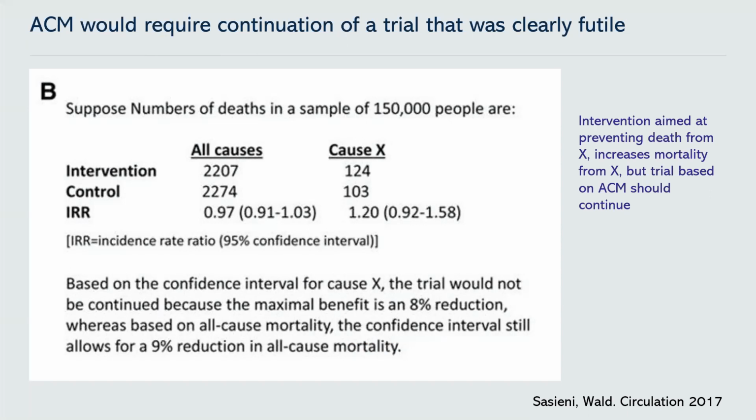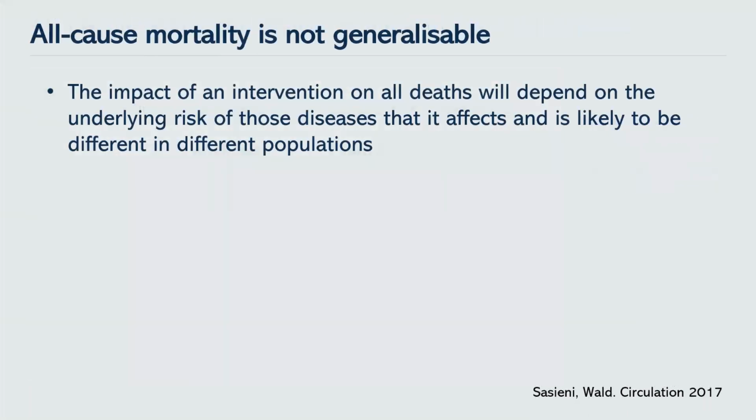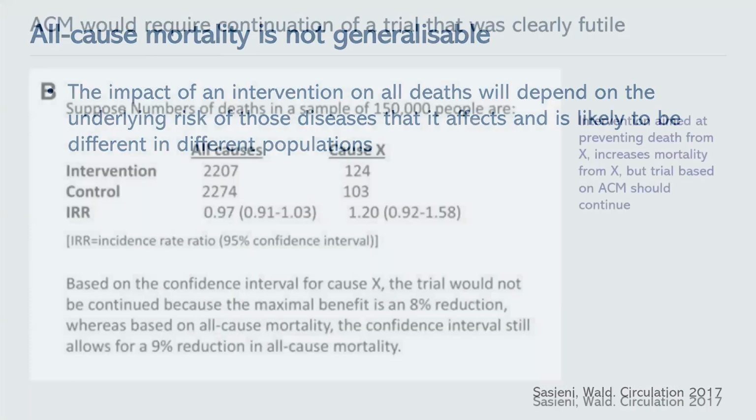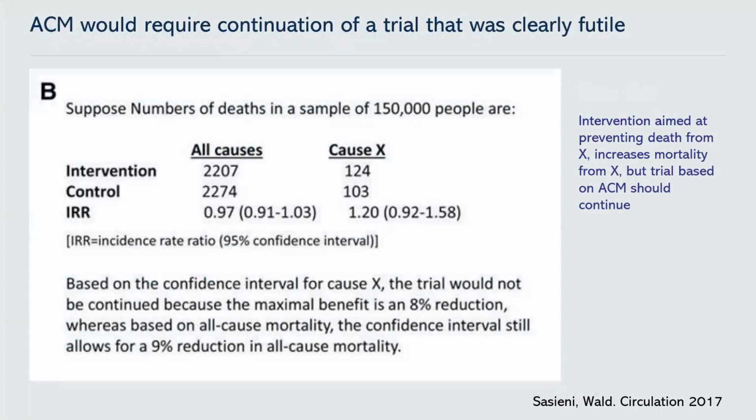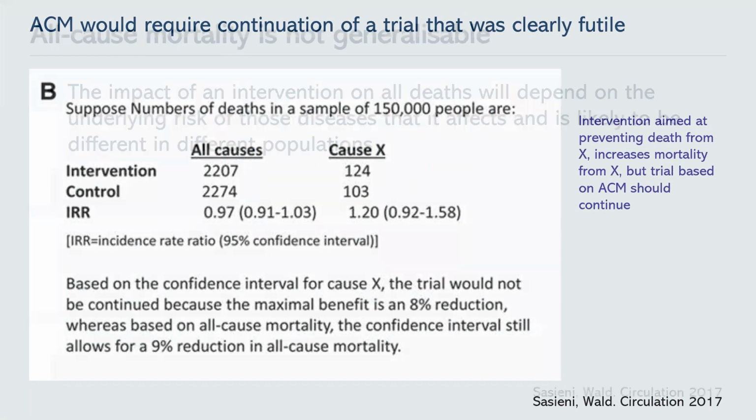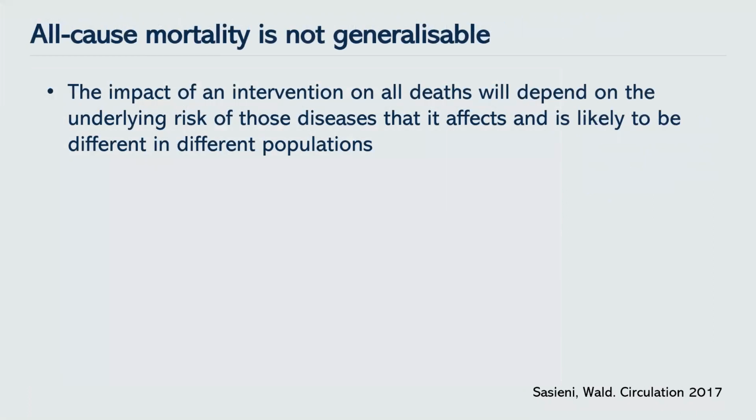But if you look at all-cause mortality, in this example, there's been a 3% reduction in all-cause mortality, and it's possible that the intervention could lead to a 9% reduction in all-cause mortality. That would be huge, if you believe it. Even though you've already randomized 150,000 people and seen no effect where you believe there should be an effect, you would need to continue because there could still be a dramatic effect on all-cause mortality. I don't think anyone would do that, but it shows that people don't really believe that they should be using all-cause mortality as the endpoint.